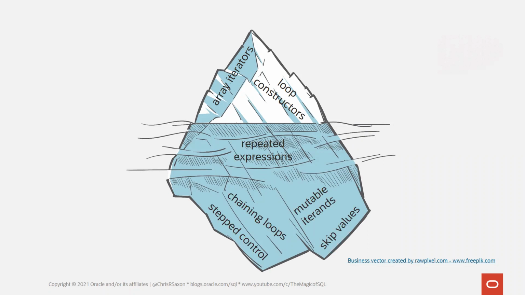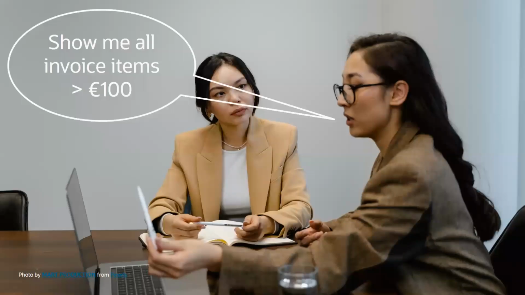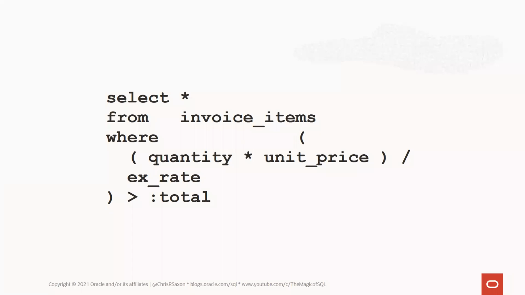We can generate our invoices. Let's say we want to do some reporting on that, and you've been asked to show all the expensive invoice items. And in order to do that, we probably need a calculation a bit like this, because rather than storing the total, you just store the unit price and the quantity. And then we might need to do exchange rate conversions as well. So it seems pretty straightforward, right?